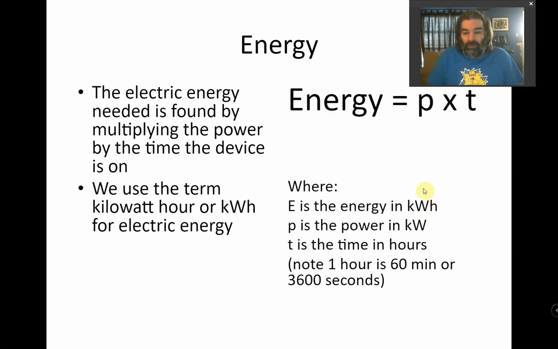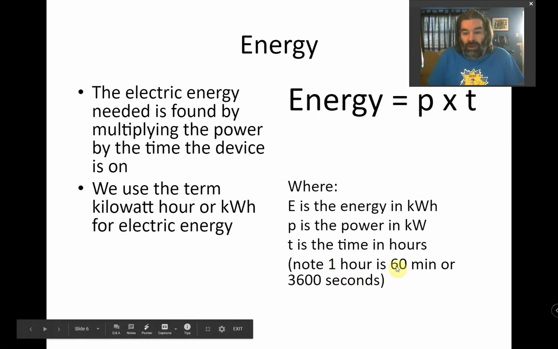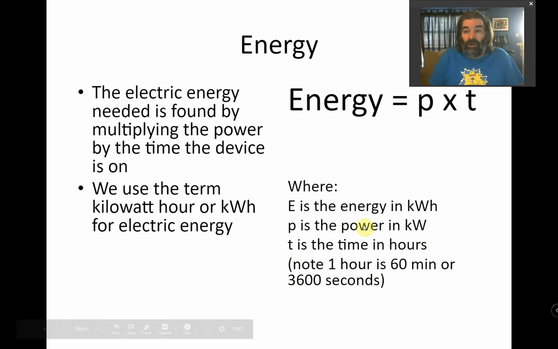So the energy in kilowatt hours is the power in kilowatts times the time the object is on for in hours. Now, 1 hour is 60 minutes or 3,600 seconds. In fact, converting seconds and minutes to hours is probably the only hard part of this. The good thing is you have a really good tool for doing that. Google will convert everything for you.